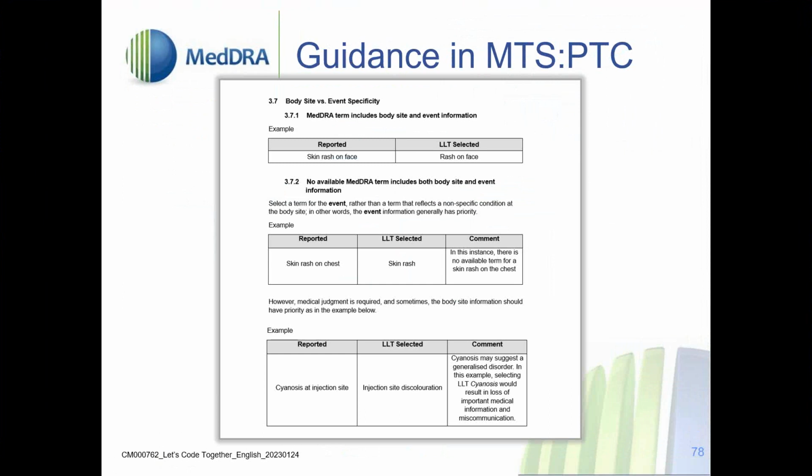However, we are told that medical judgment is required and that in some instances, the body site information may take precedence. For instance, when it comes to reactions at administration sites, as you can see in this example here, the cyanosis at injection site should not be just coded to cyanosis because this would lead to a completely different interpretation of the condition in the patient, but should rather be coded to injection site discoloration in this instance to make clear that this is the local reaction at the injection site.